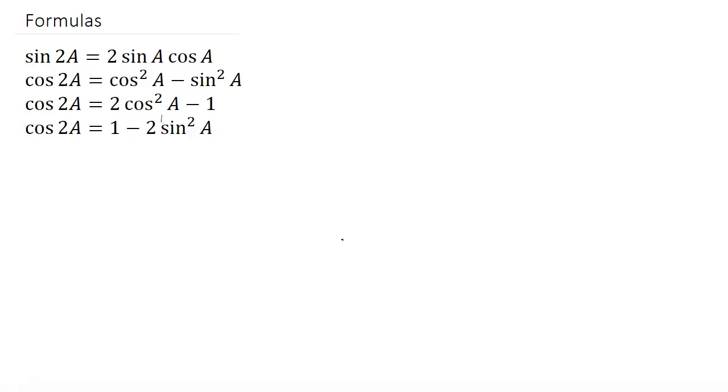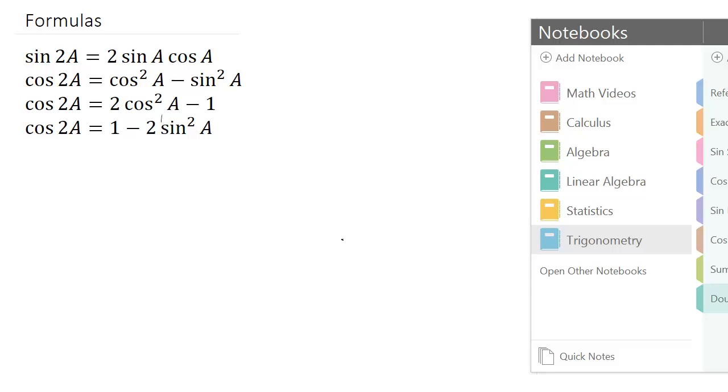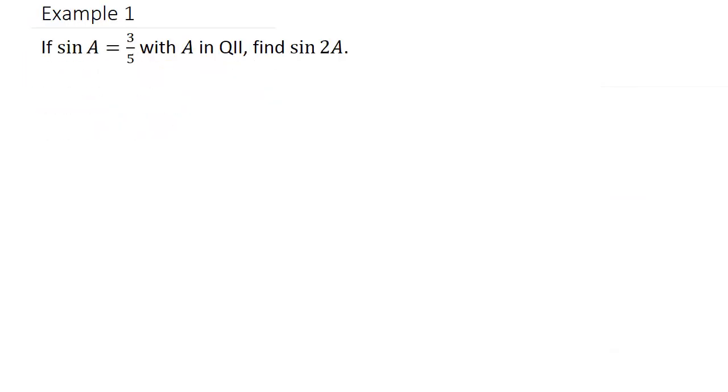Alright, so let's take a look at our first example. I'll have 3 different examples. I'll try to cover just about all the different types of problems you'll see, and I'm going to do 1 video per problem. Alright, so let's look at this one. We've got: if sine A is equal to 3/5 and angle A is in the second quadrant, then they want us to find sine of 2A.